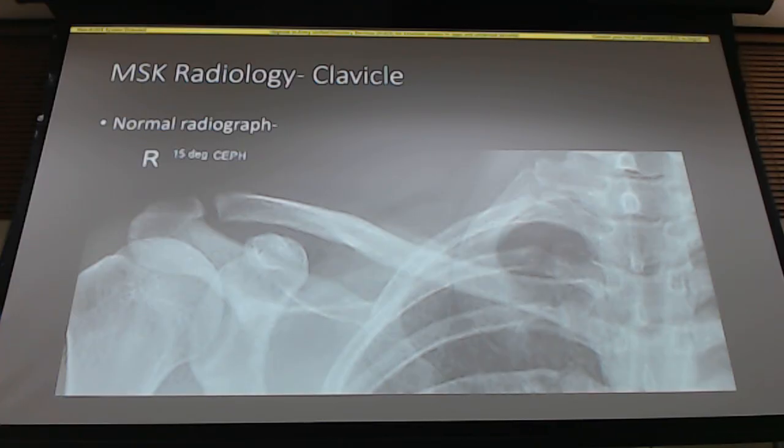So you understand now that we use terms like convex and concave. You know that the clavicle curves, right? There's a convex and a concave aspect of the clavicle. So if you want to get a better definition of this bone because it exists in multiple dimensions, then you might get a 15 degrees cephalic and a 15 degrees caudal, excuse me, to get a better view of that. That's all that means, okay?